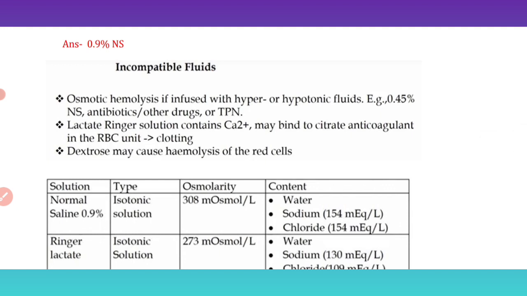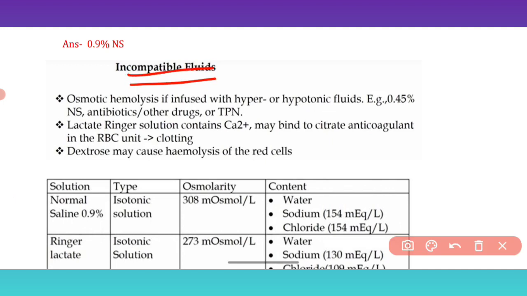Compatible fluids and incompatible fluids. Incompatible fluids is the heading I have given here. So what are all the incompatible fluids? The first one is hypertonic and hypotonic solutions. Whenever you are infusing blood and suddenly the patient gets any kind of allergic reaction, the first priority management is to stop the infusion. After stopping the infusion, what are we supposed to do? We need to keep the IV cannula patent. How will you keep the IV cannula patent? You have to start fluids.